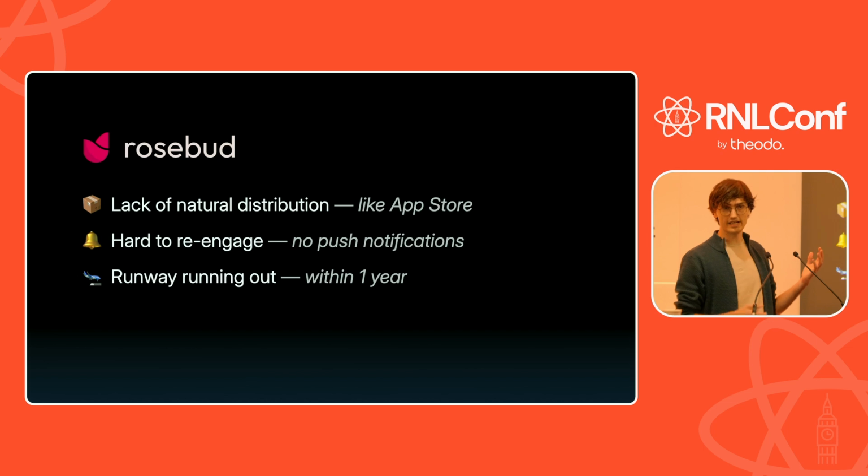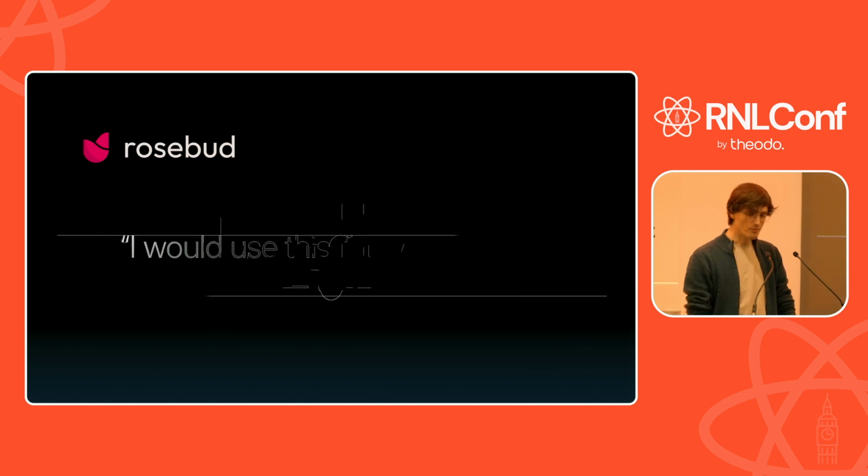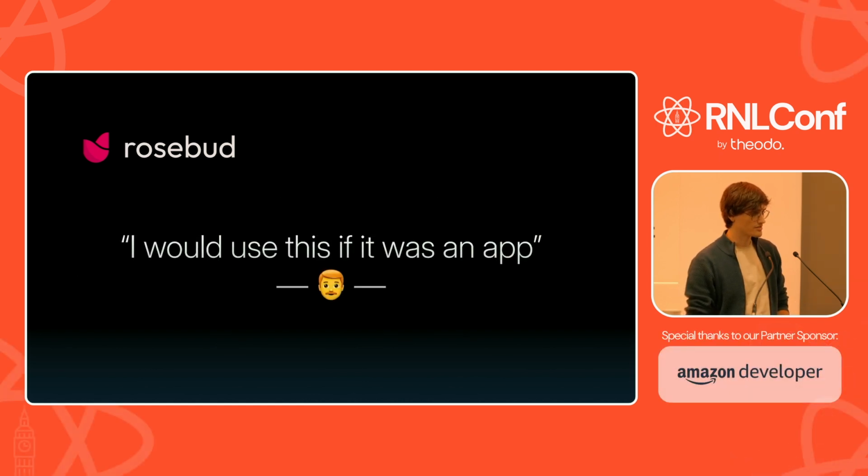They had a hard time re-engaging with existing customers. Since it's a journaling app, you want to create a habit of starting to journal. They really couldn't do much re-engagement, like push notifications, to create that habit. And while they did grow, their growth was a little bit below expected, meaning that they had a limited runway. So within a year, the money would dry up. And on top of that, the most common feedback that they got was, I would use this if it was an app. Meaning that, well, they kind of missed out here.